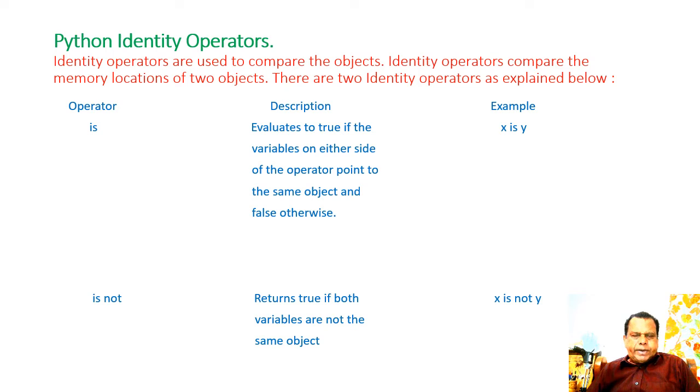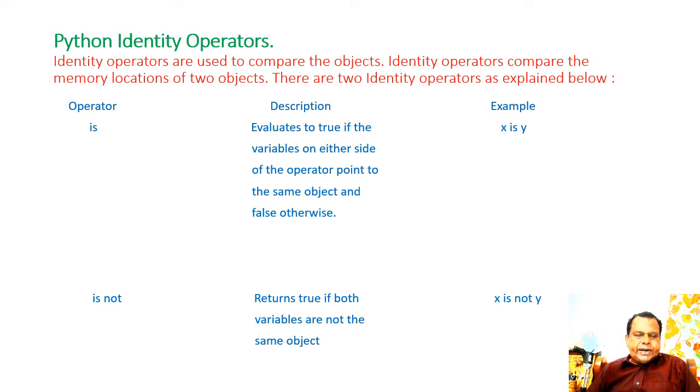Python identity operators. Identity operators are used to compare the objects. Identity operators compare the memory locations of two objects. There are two identity operators as explained below. Operator, description, example. The operator is. Description: evaluates to true if the variables on either side of the operator point to the same object and false otherwise. Example is x is y.